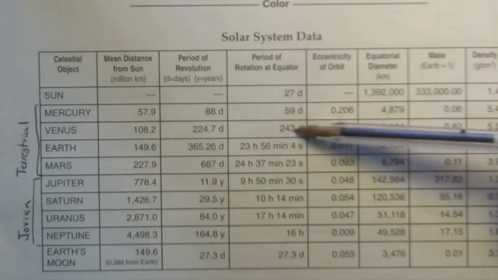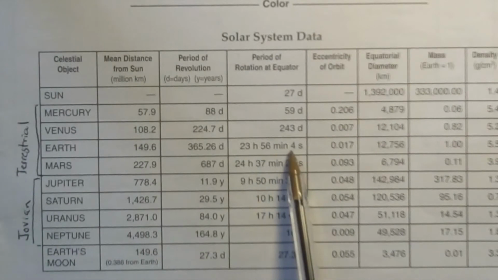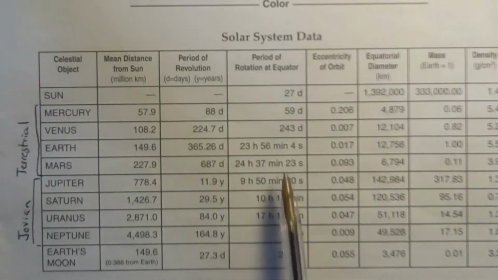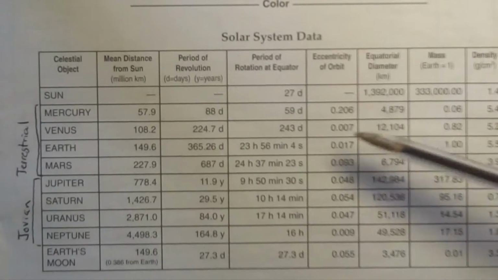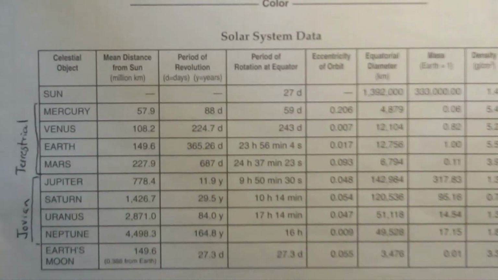Here's Venus at 243. Our Earth only takes 23 hours and 56 minutes and 4 seconds to make one complete spin, about 24 hours, about a day. Mars, very similar to Earth in its period of rotation. Once we get into the outer planets, we find that these outer planets are really spinning very quickly. A giant planet like Jupiter only takes 9 hours and 50 minutes and 30 seconds to spin.